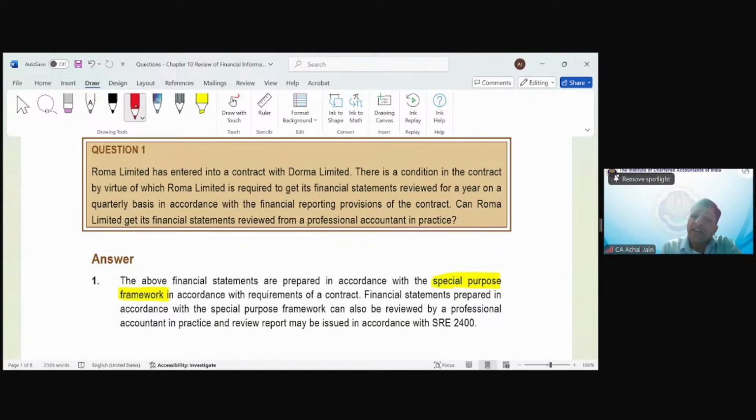Now, financial statements which are prepared in accordance with a special purpose framework, the company needs to decide as to what they want to do. Do they want to get that audited or do they want only a review? If they want only a review, then as per SRE 2400, this review can be performed by a chartered accountant in practice who is not the auditor. Okay.